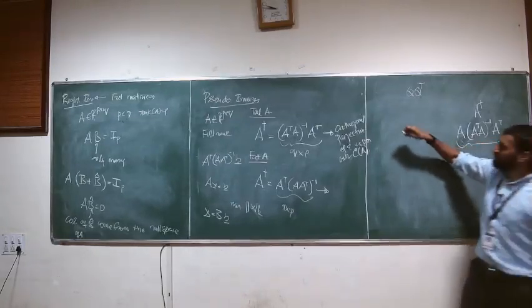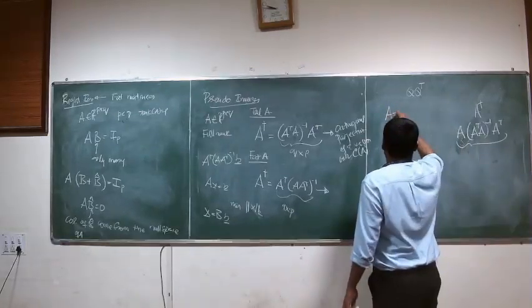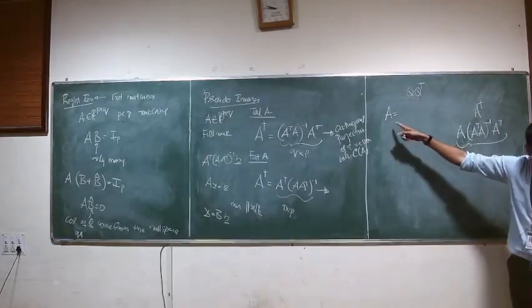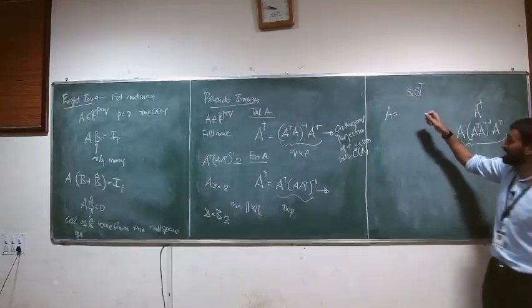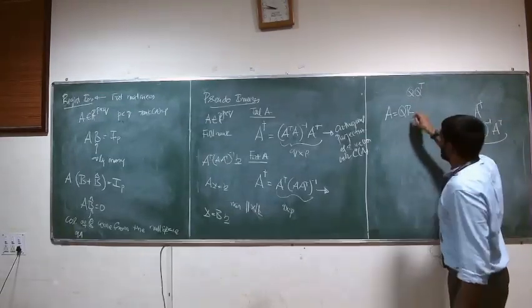Okay. Now, A is full rank, right? That means I can do Gram-Schmidt. That means I can decompose it like this, right?